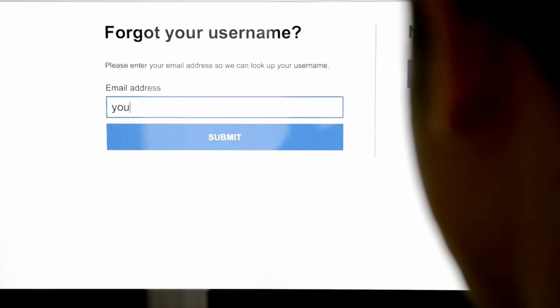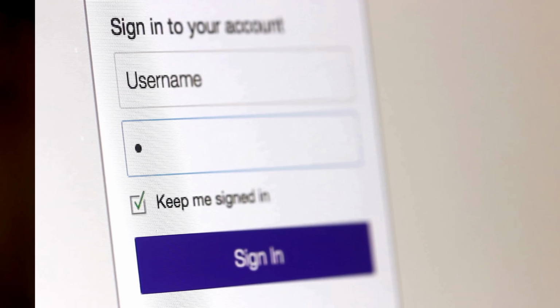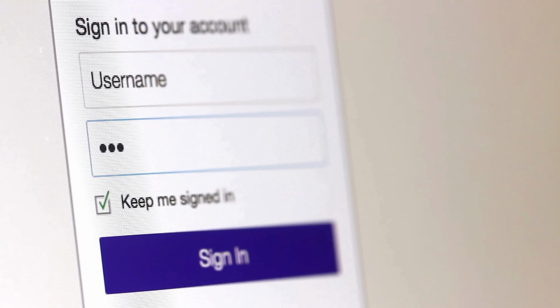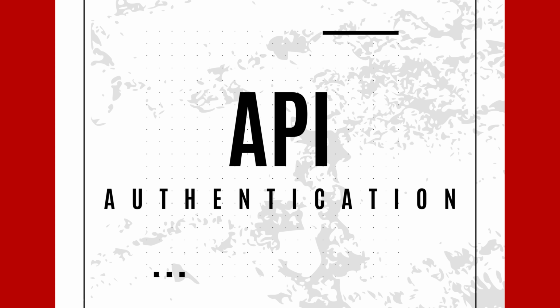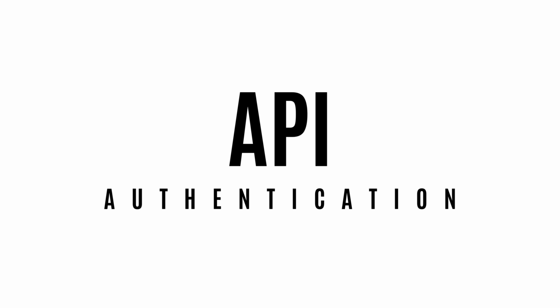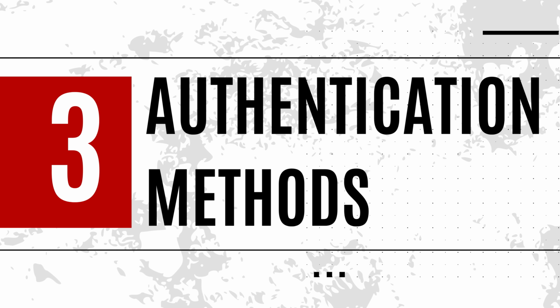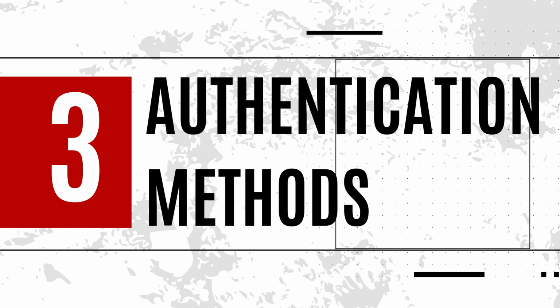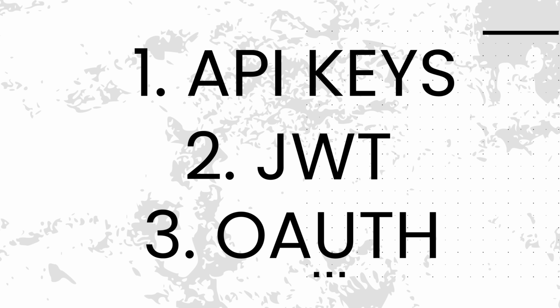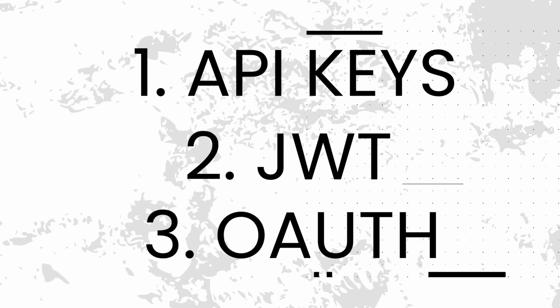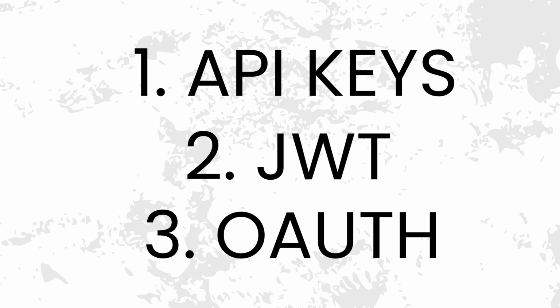Have you ever wondered how websites and apps make sure the right person or system is accessing the right data? Why can you log into your email from your phone but not someone else's? That's all thanks to API authentication. In this video, we'll break down three of the most popular authentication methods: API keys, JWT, and OAuth. By the end, you'll know exactly when to use each one and why they matter in modern software development.